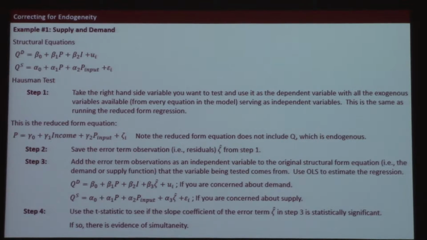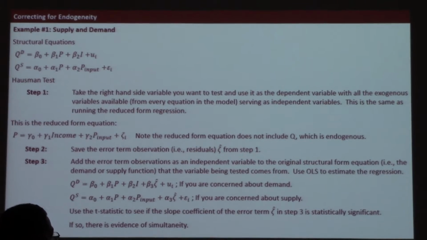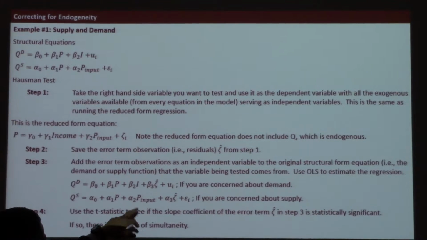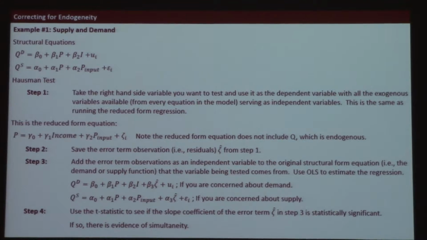We just do a t-test and look for the coefficients. A t-test on beta 3 for demand, and a t-test on alpha 3 for supply, to see if those are statistically significant.